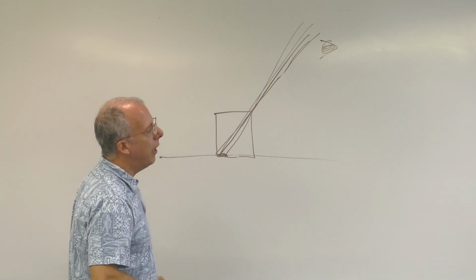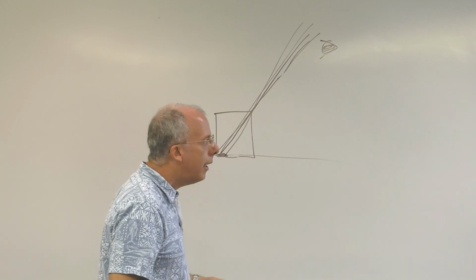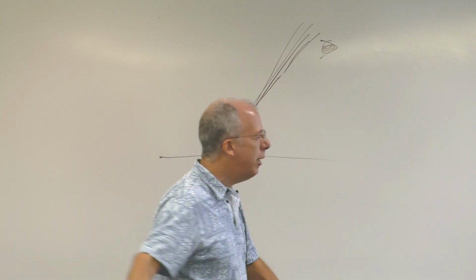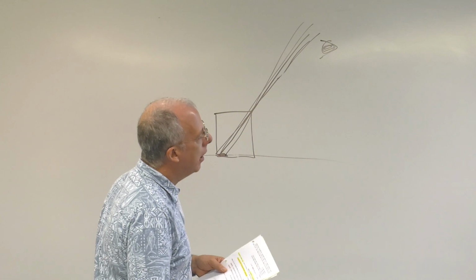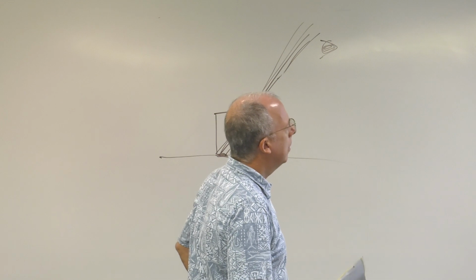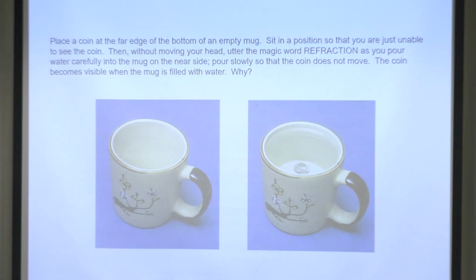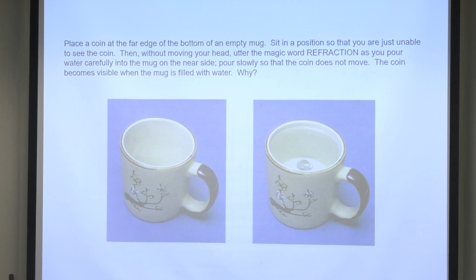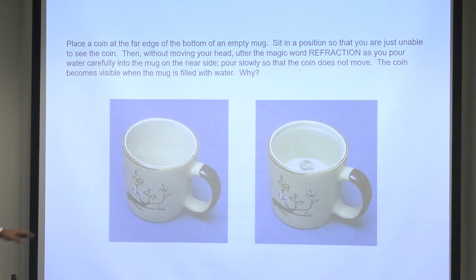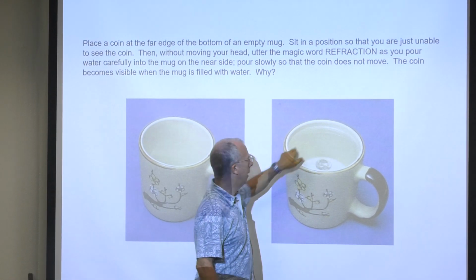So place a coin at the far edge of the bottom of the empty mug. Sit in a position so you're unable to see the coin. Then, without moving your head, utter the magic word, refraction, as you pour water carefully into the mug, on the near side. Pour slowly so the coin does not move. The coin becomes visible when the mug is filled with water. Here it's not filled with water, you can't see the coin. Here it's filled with water, and you can see the coin.